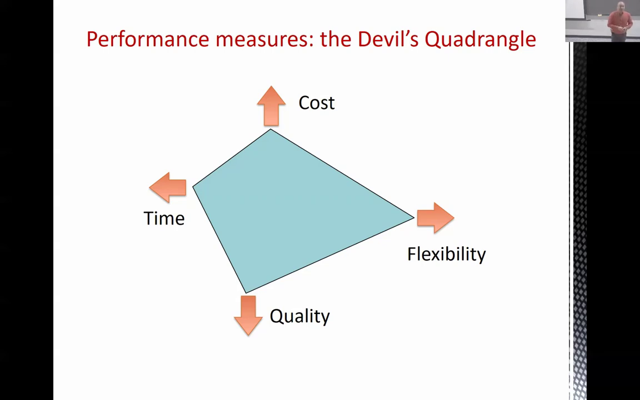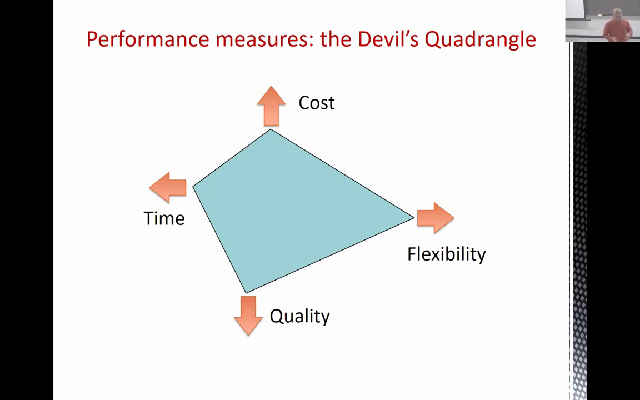So before proceeding further, let me talk to you about this fourth dimension of performance that we haven't seen until now. We have talked about time performance, cycle time, waiting times. We have talked about cost per instance, resource costs, etc. We have talked about defect rates, which is a measure of quality.